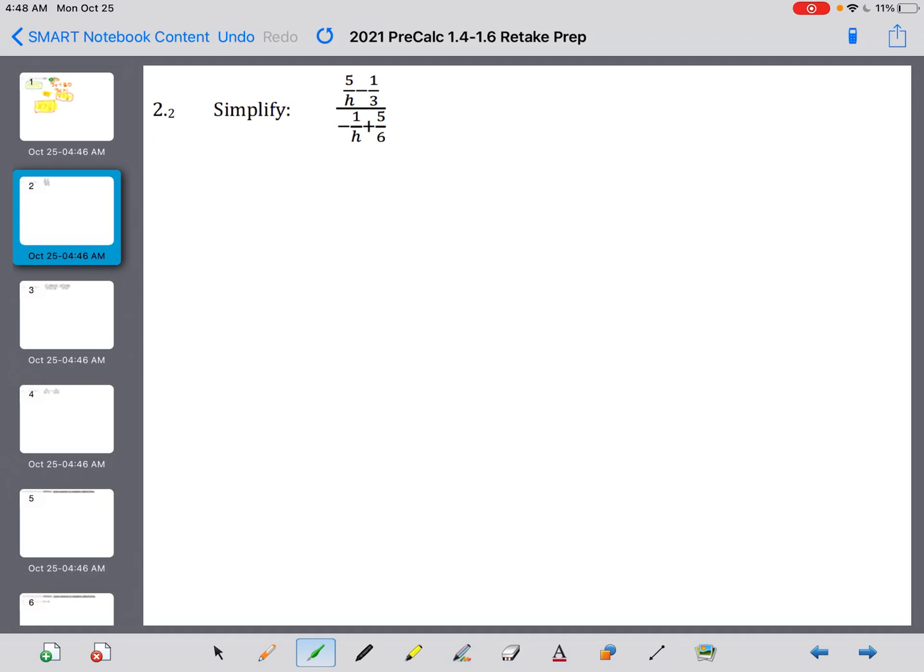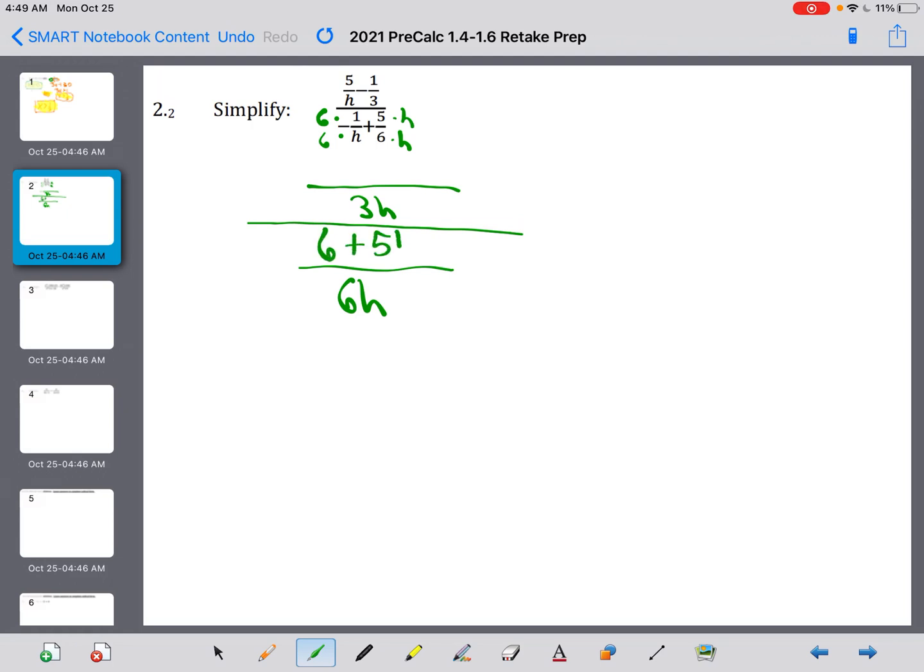Number 2, to simplify this, I'm going to go ahead here and kind of make a new looking fraction here. 3h is my common denominator on top. 6h is my common denominator in the bottom. So this one gets a 6, this gets a 6, this gets an h, this gets an h. So in the bottom numerator, I get 6 plus 5h. In the top, this needs a 3, this needs a 3, this needs an h, this needs an h to adjust to the new denominator. So now I get 15 minus 1h.